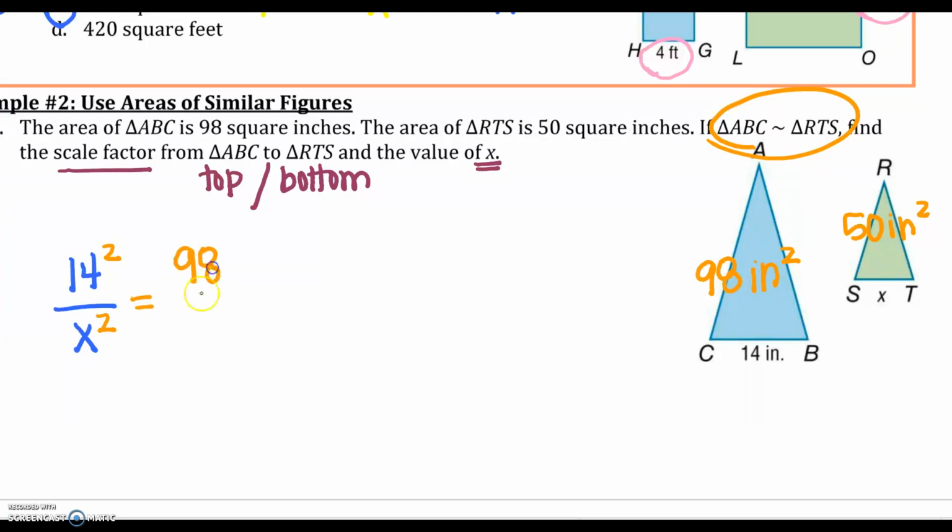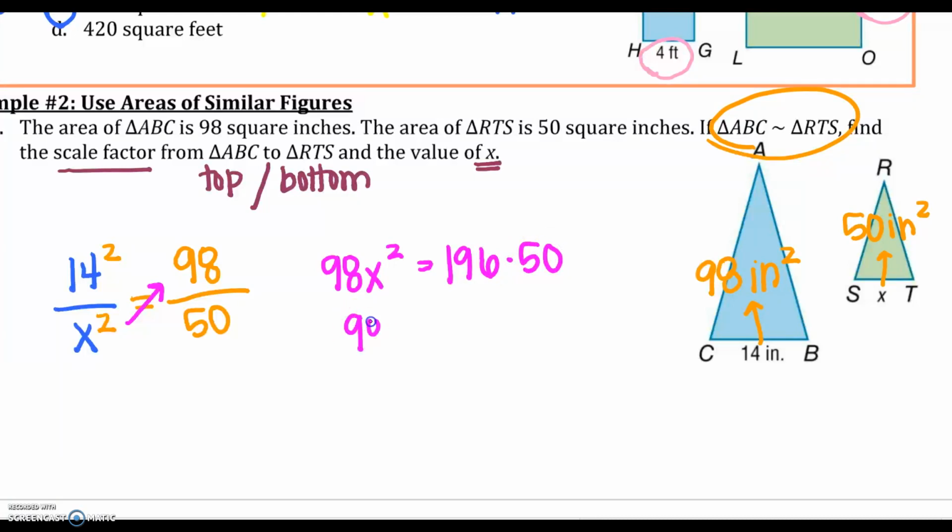So 98 goes with 14, so I'm going to set those both on top. x goes with 50, so I'm going to set those both on bottom. And then I'm just going to cross multiply like normal. That would become 98x squared is equal to 14 squared, which is 196, times 50. So I get 98x squared equals 9800.